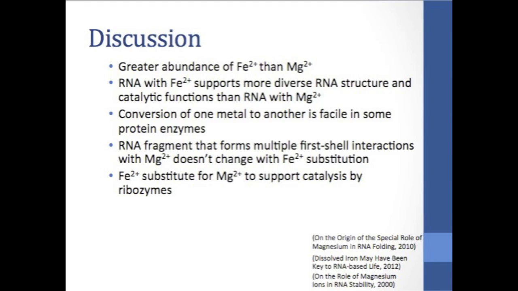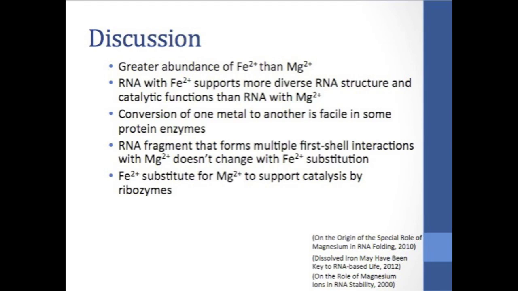An RNA fragment that forms multiple first shell interactions with Mg doesn't change with iron-ion substitution. As stated in the Draper-Misra article, magnesium ion catalyzes RNA well because it is divalent, capable of making two bonds. Since iron is also divalent, the bonds with RNA are very similar to the magnesium RNA bonds.